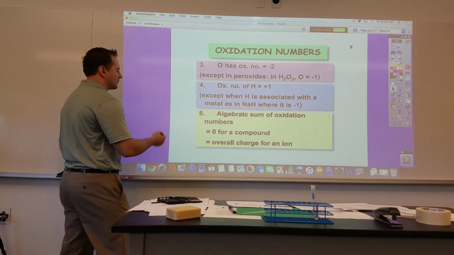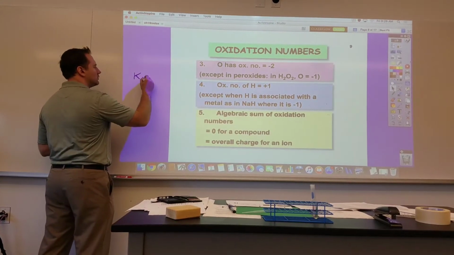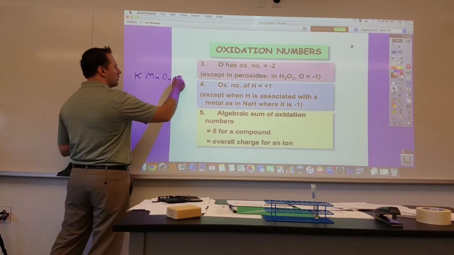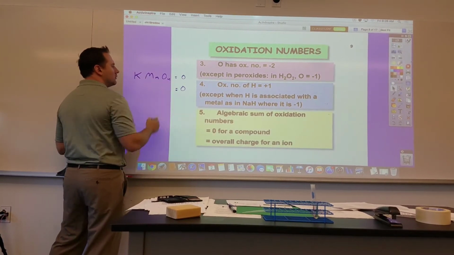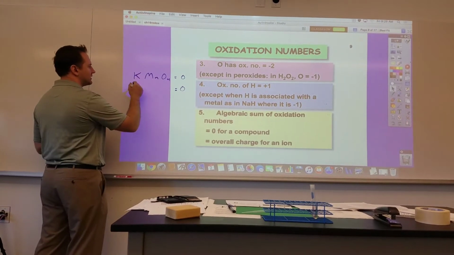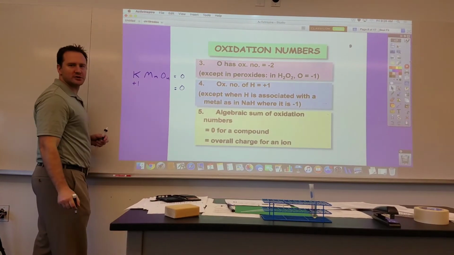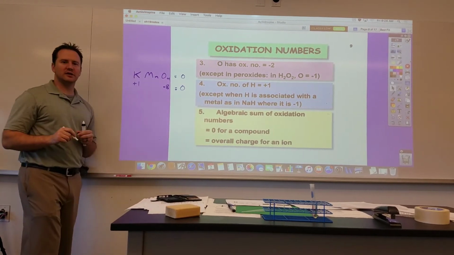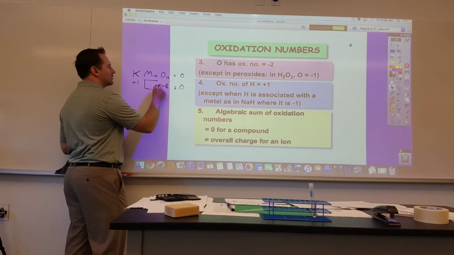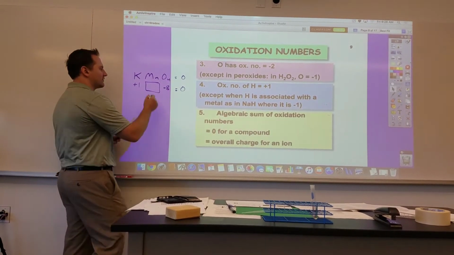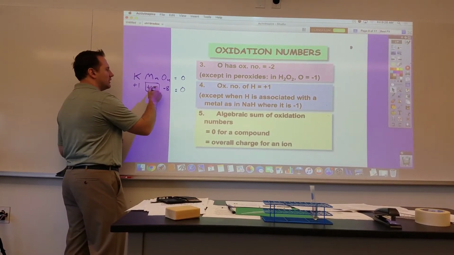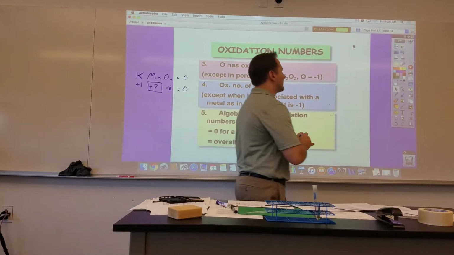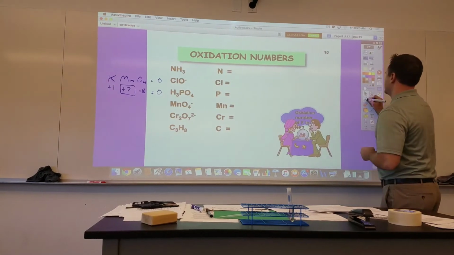So if we were to look at something like KMnO4, we know that this has overall no charge. So you have 1 potassium, an alkali metal, so you're going to get a +1 charge there. You have 4 oxygens, which each has a -2 charge, so that would be -8. So if we were trying to figure out what the charge of manganese was, in order to make this all balance out and equal 0, you would have to have a charge of +7. So let's take a look at a couple other examples.